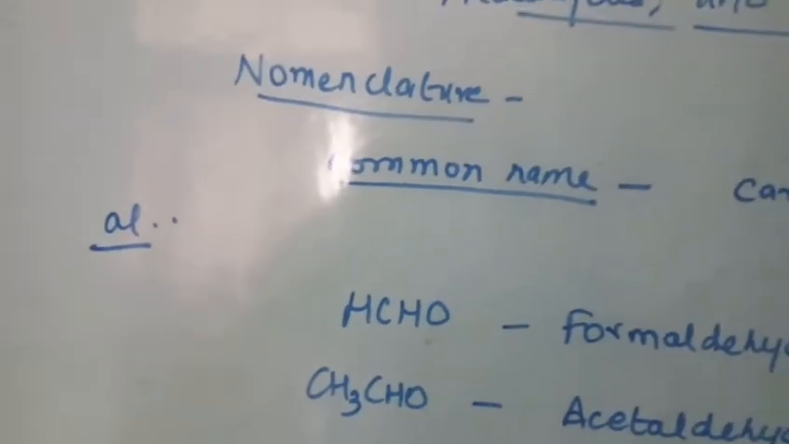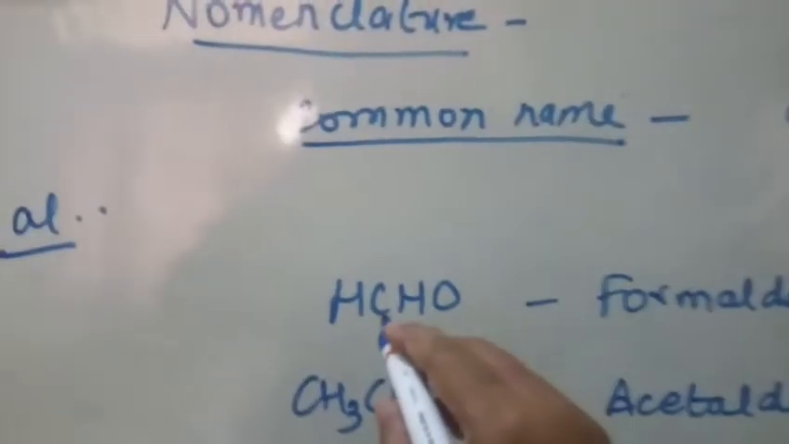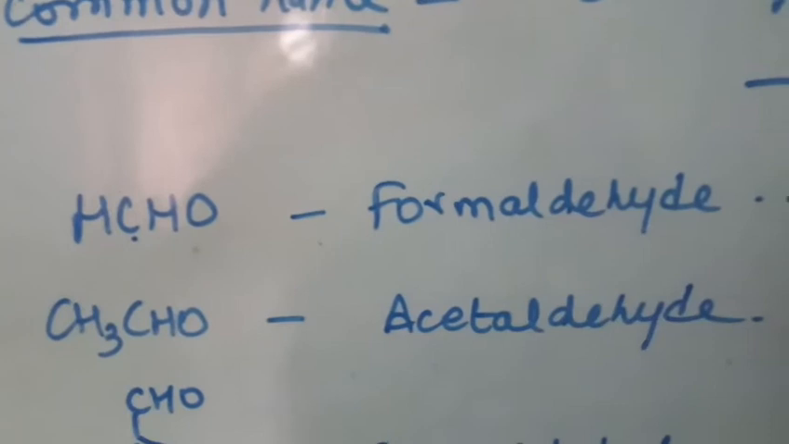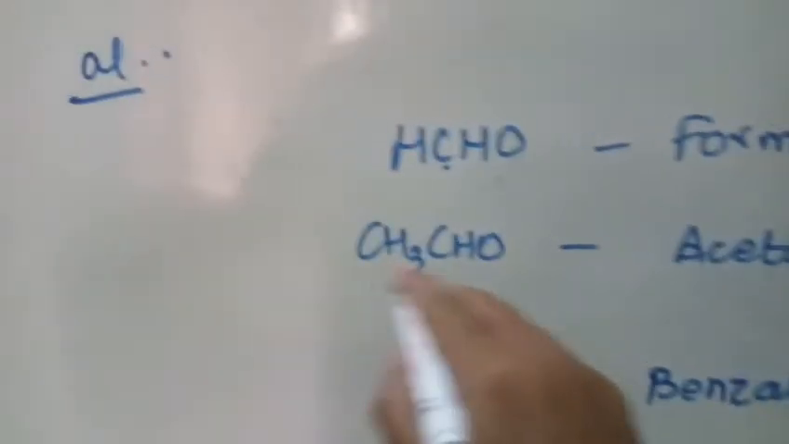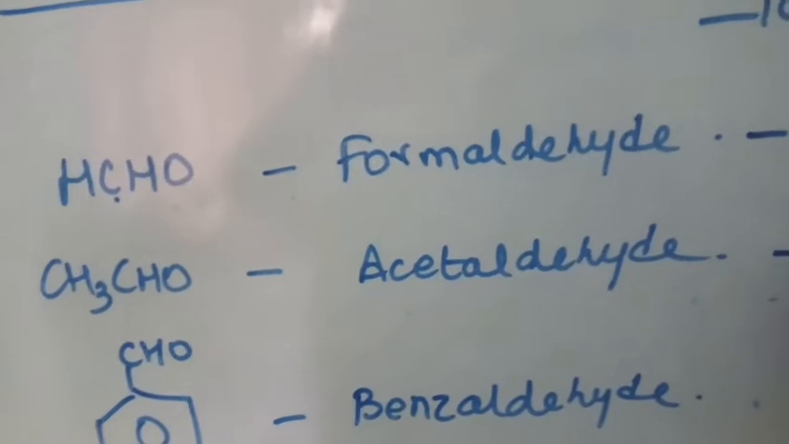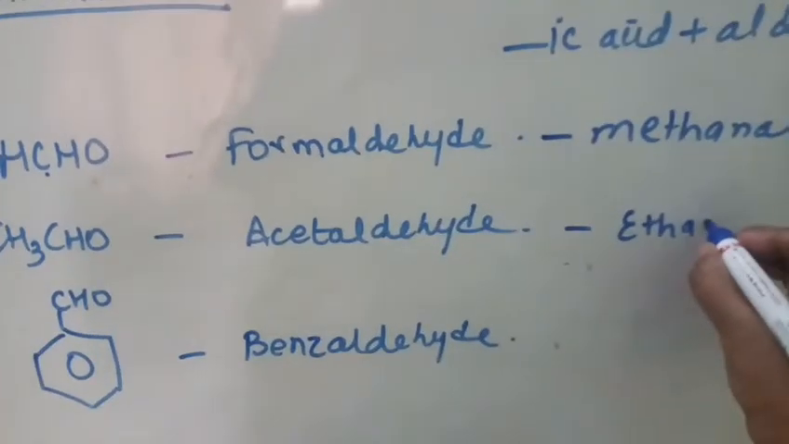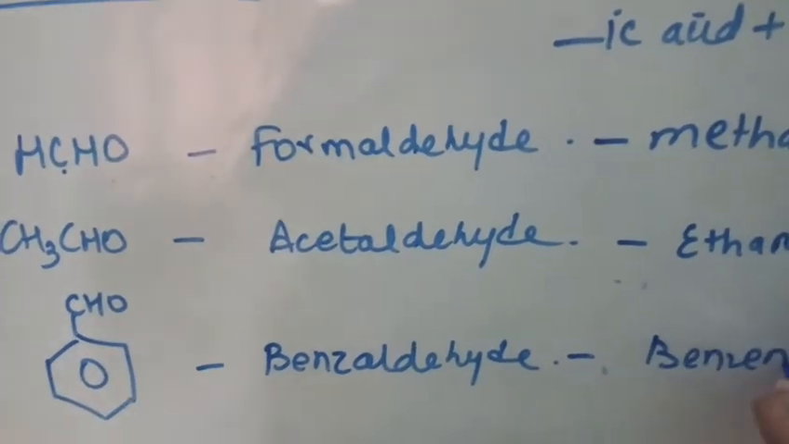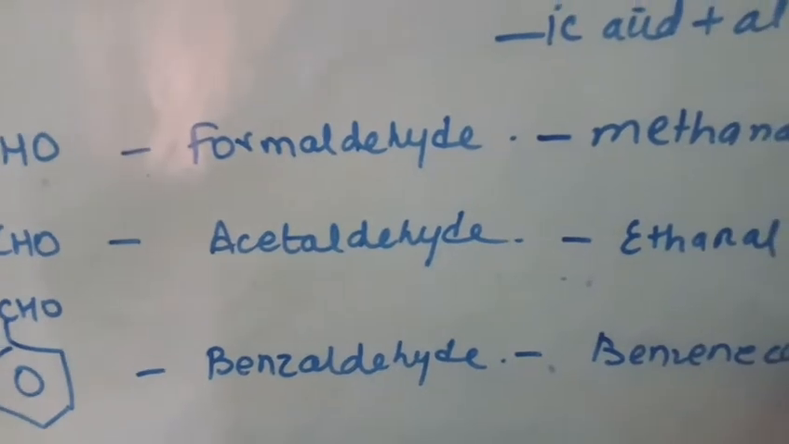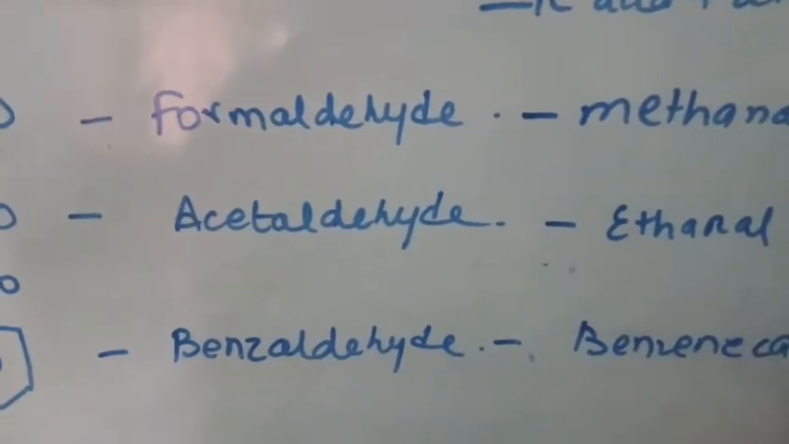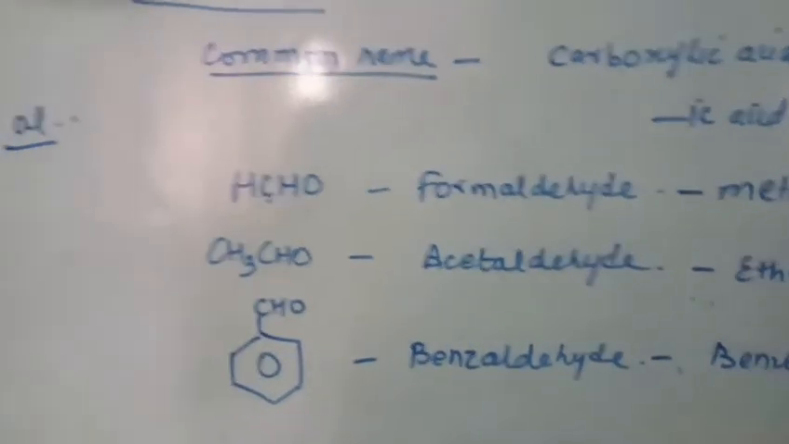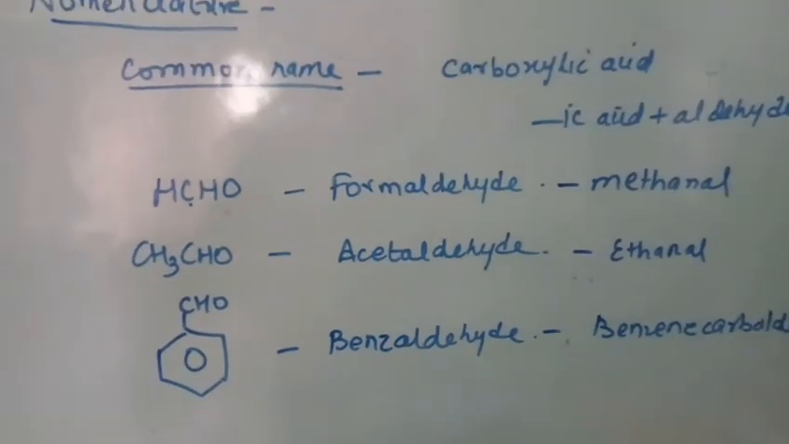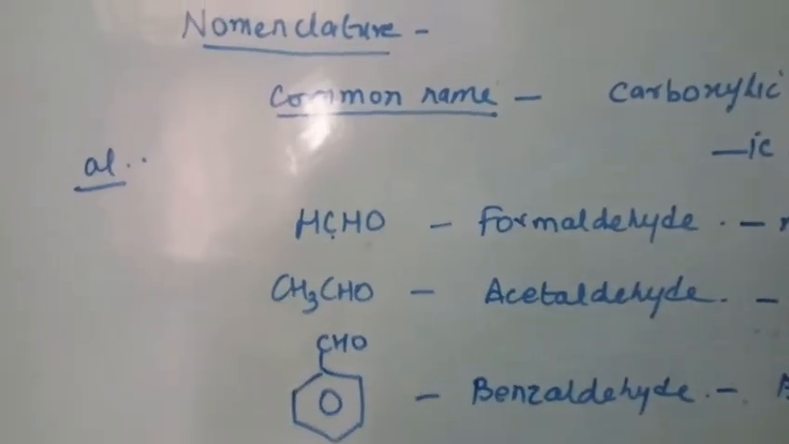Now for the IUPAC name, you know that we have to add al to the name of the parent alkane. The one carbon containing alkane is methane, so the name of this compound will be methanal. Similarly, the two carbon containing compound is ethane, so the name of this compound is ethanal, and this is actually benzene carbaldehyde. When we have cyclic compounds, then we add the word carbaldehyde, and its common name benzaldehyde is also accepted by the IUPAC, so you can take any one, right?